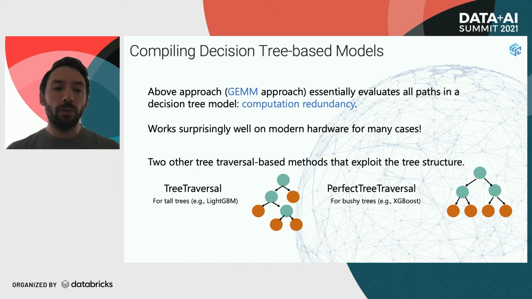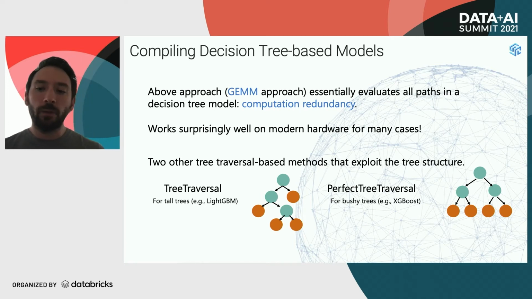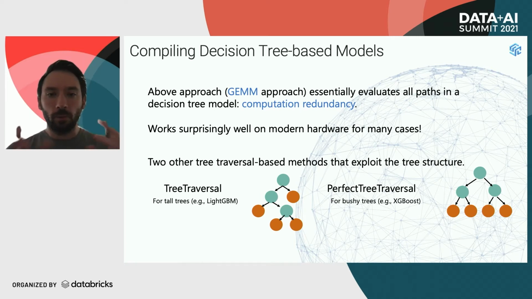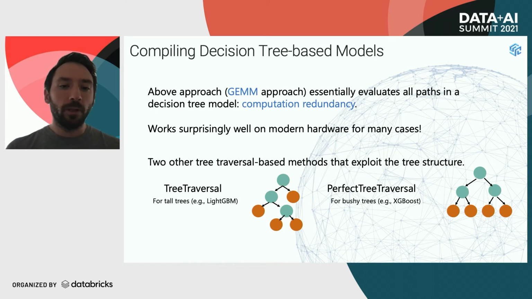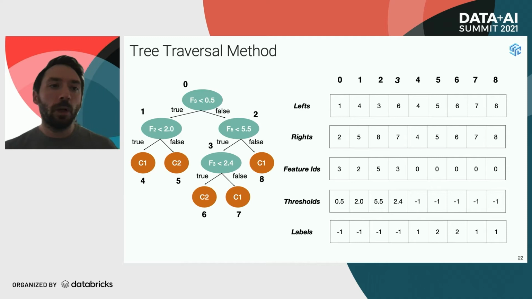One is called tree traversal, which we use when the trees are more deep. And there is another one called perfect tree traversal, which we use when the trees are more bushy in shape. Let me go over these two algorithms really quickly.